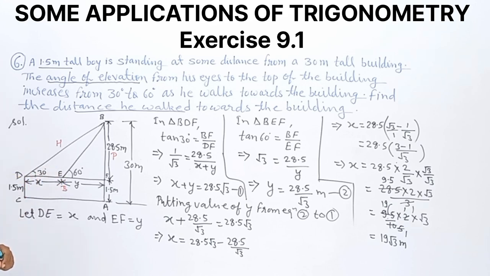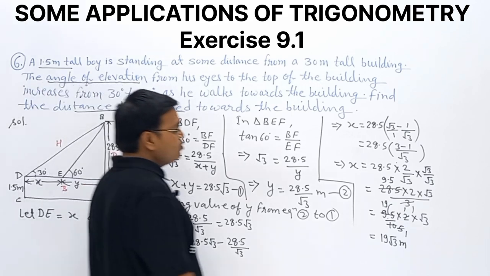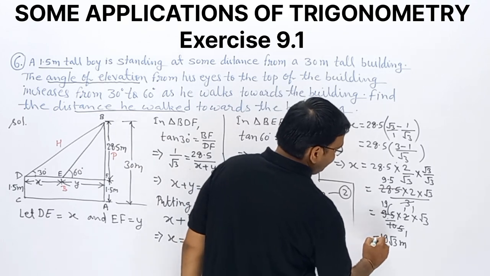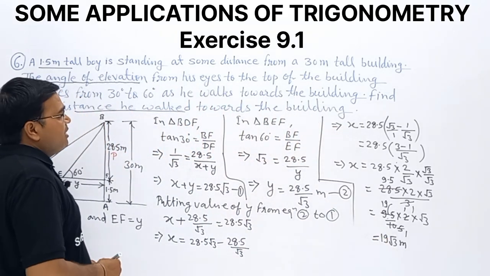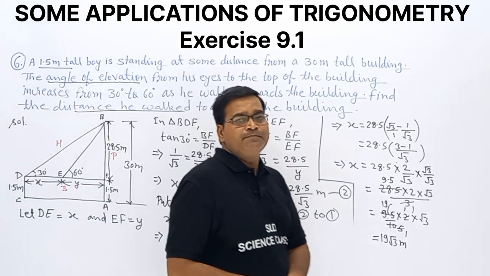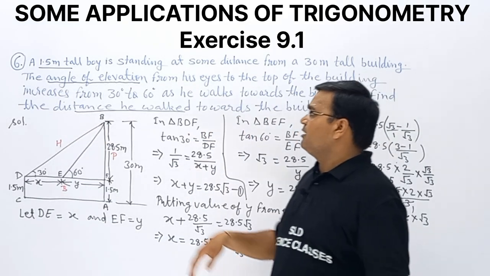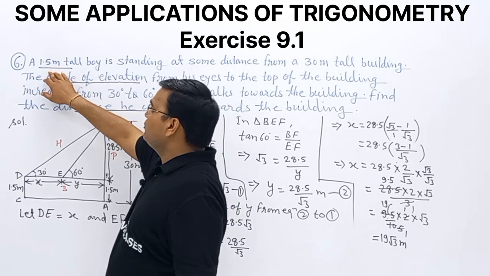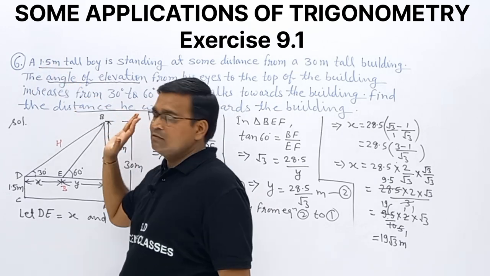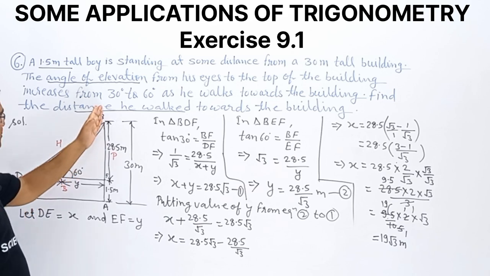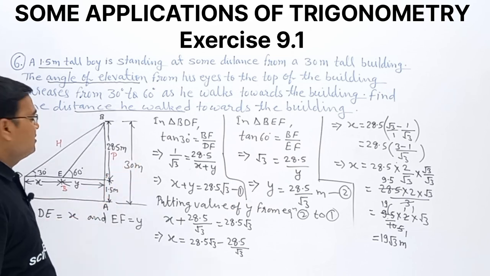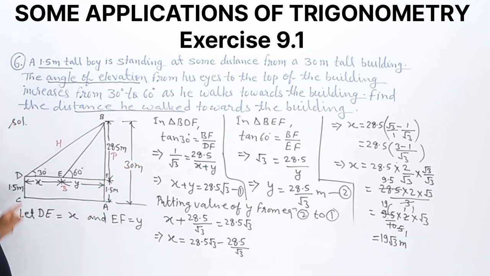Clear? This will be the answer: 19 square root of 3 meter. Observe again what we are doing in this question. Simple question. In the question we have one boy, and the height of that boy is 1.5 meter. The boy is standing at some distance from a building, and the height of the building is 30 meter.